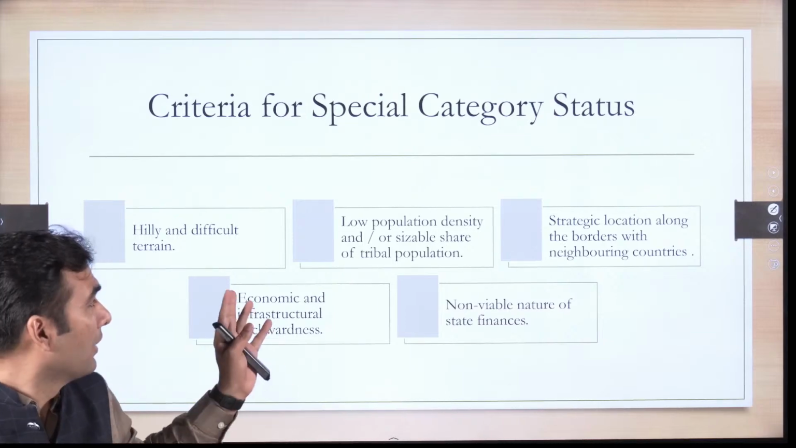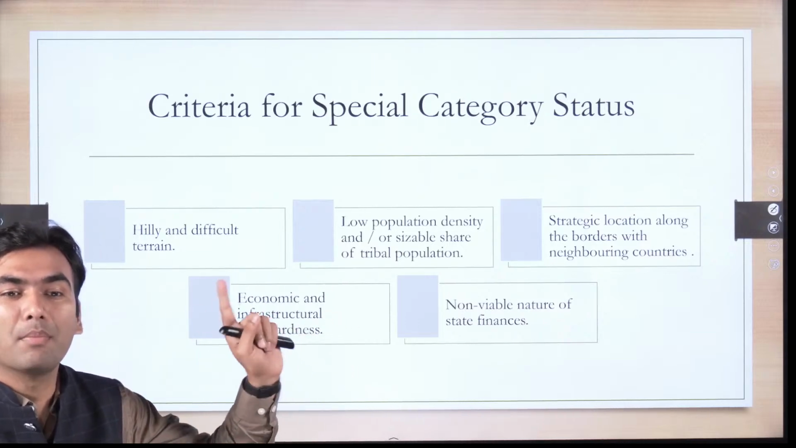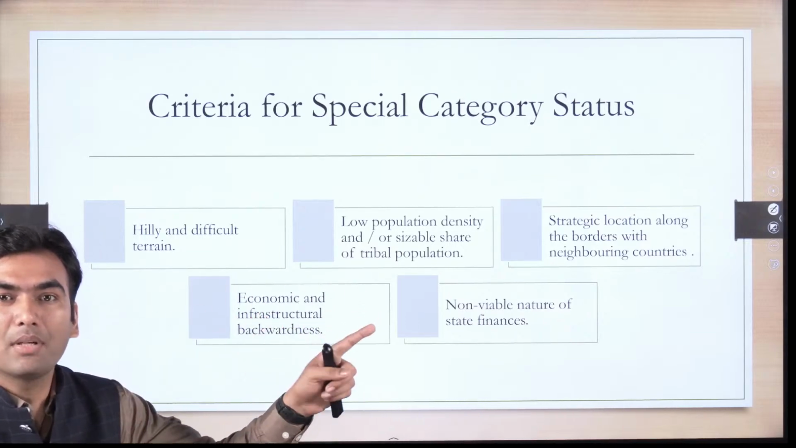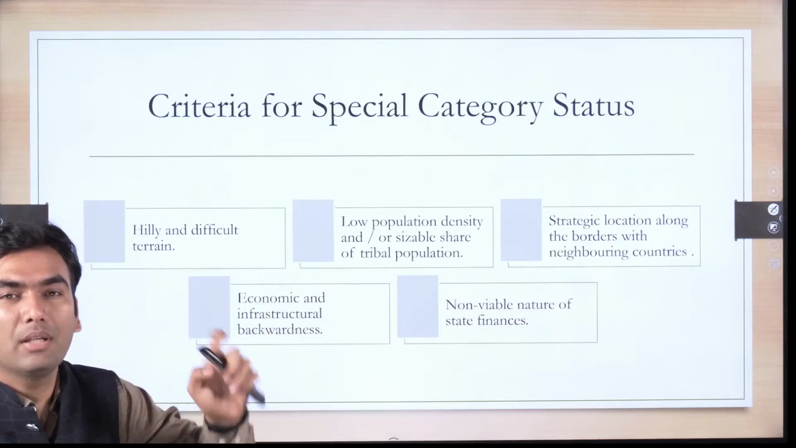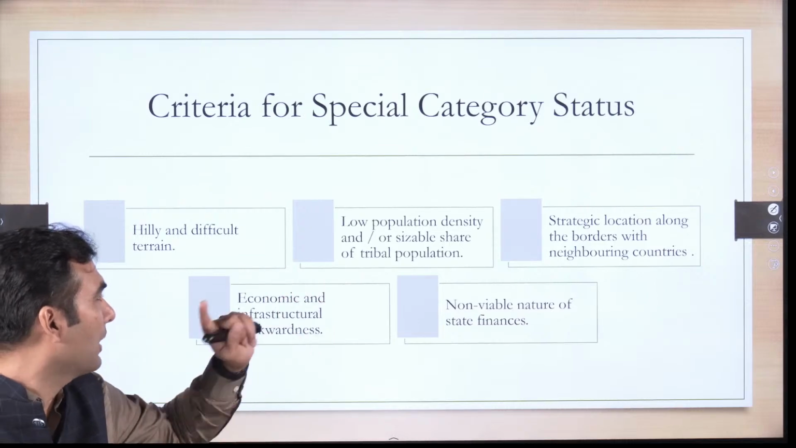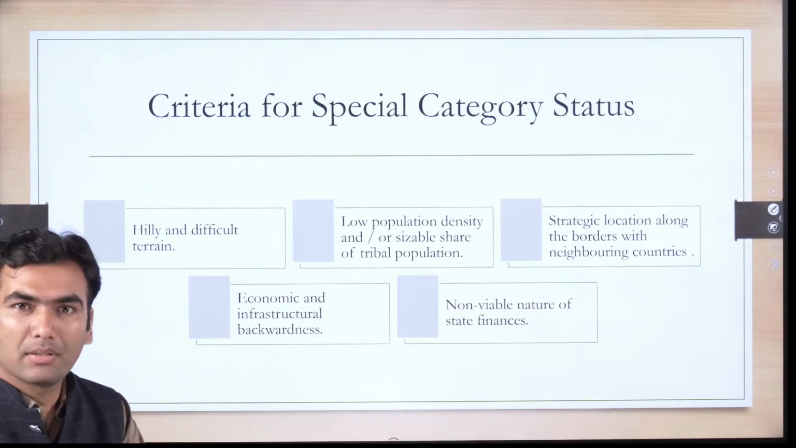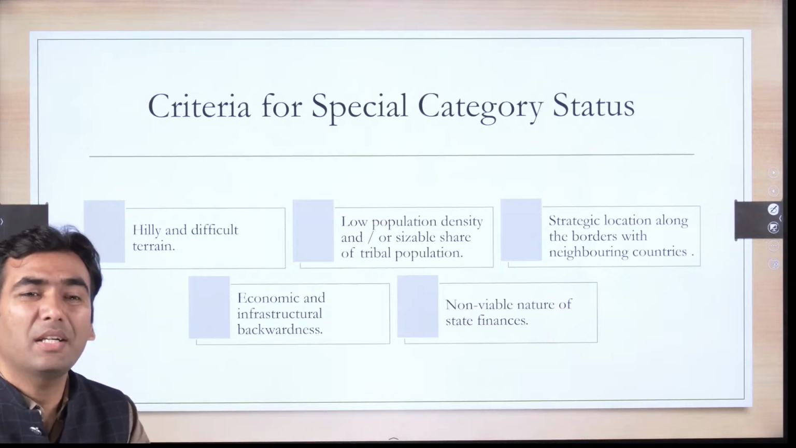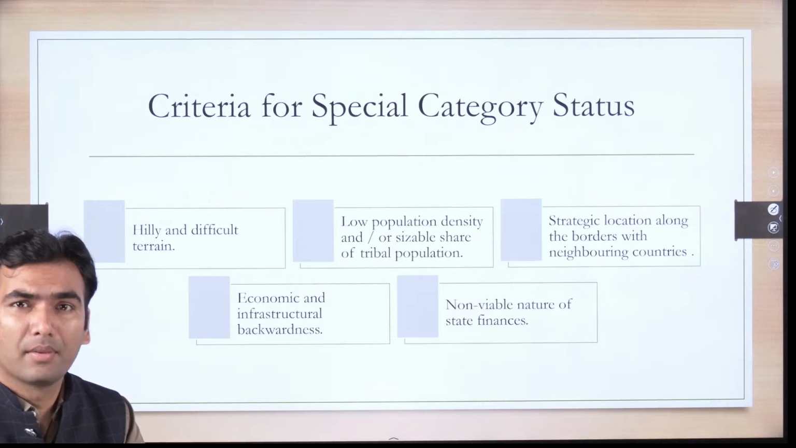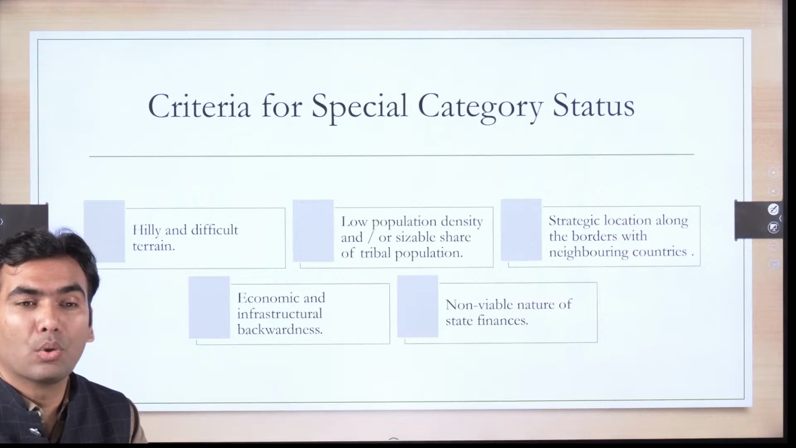Okay. So that's the reason: to do the development is much more costly, time consuming and difficult. That's why hilly and difficult terrain is one of the criteria. Next is low population density or sizable share of tribal population. If a tribal population is there, it means the need for development is more. And also, if population density is low, the population share is not there.